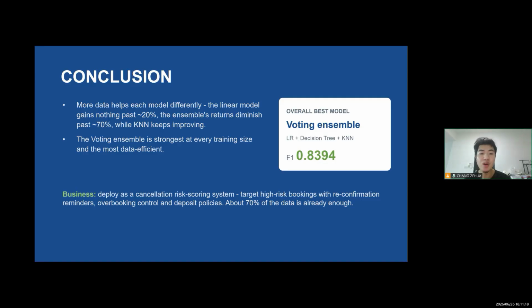And our experiment suggests that about 70% of the data is already enough to reach near-best performance.